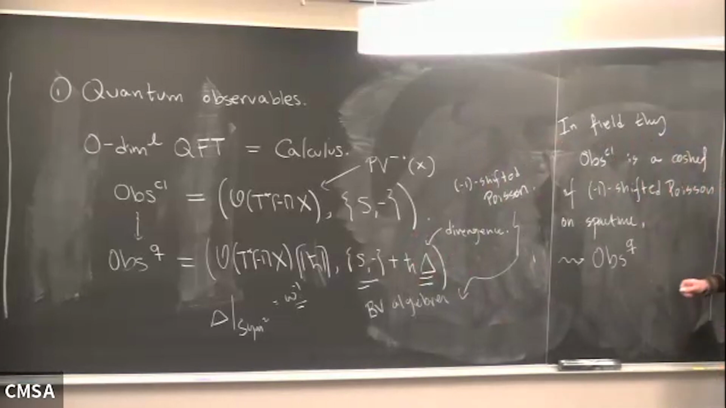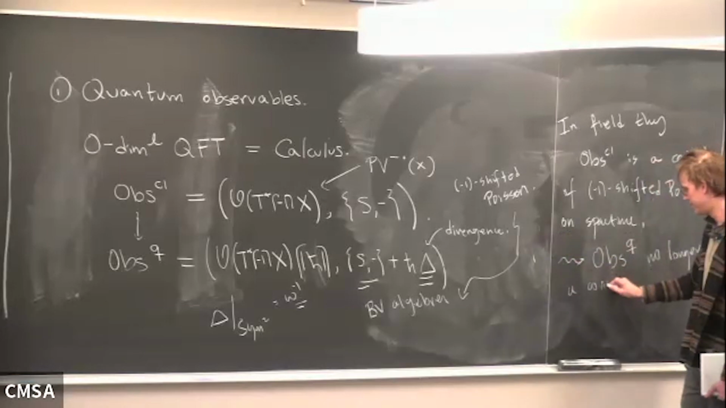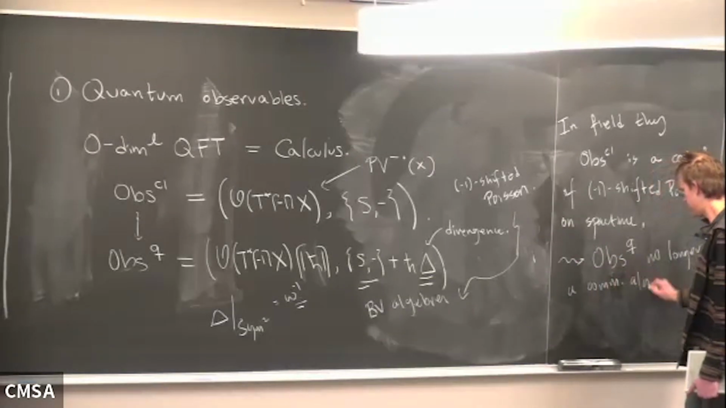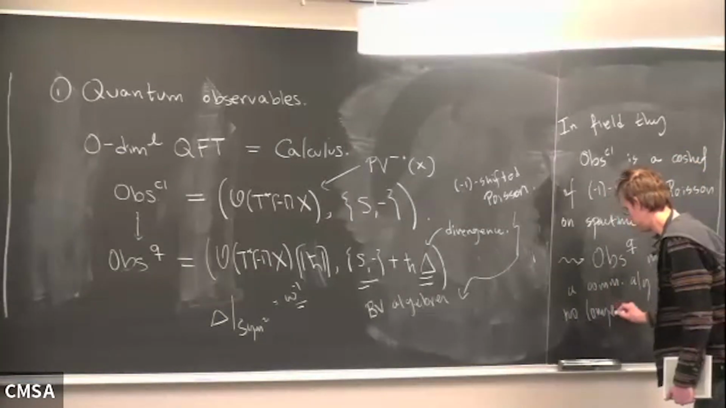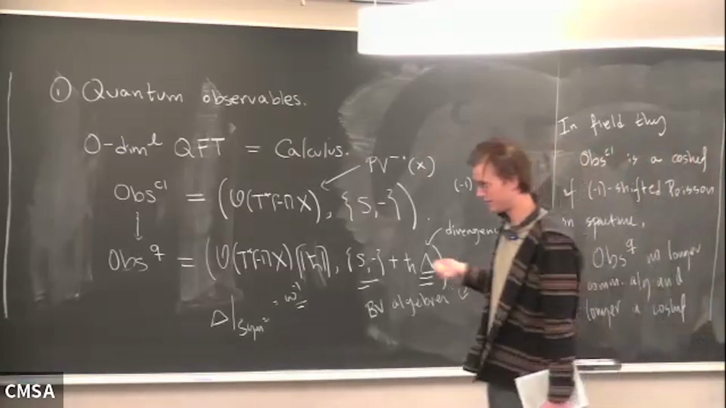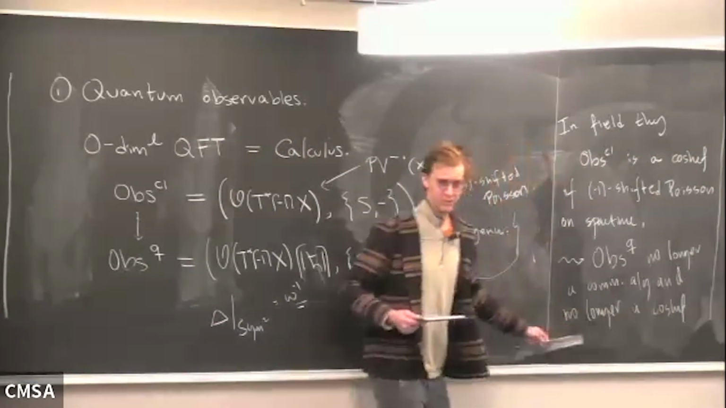But the moral of the story is that this is both no longer a commutative algebra. That was clear even in the zero-dimensional case. And it's no longer a cosheaf. So we've broken both of those structures. So what is the residual structure we have around in quantum observables?